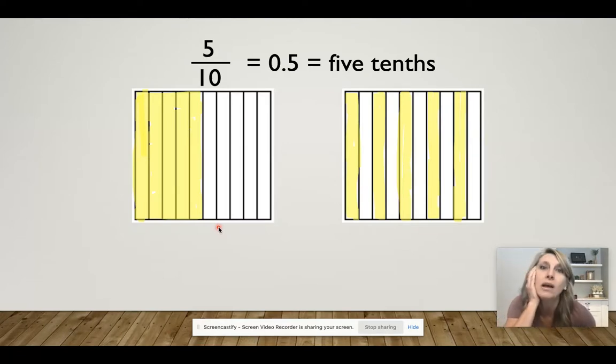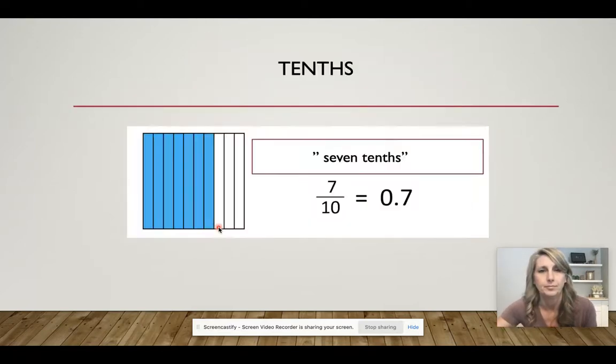All right, let's try another one. Let's do 7/10. Again, you could have done it like this, just like in that example I showed you, or maybe you split them up and you did a different combination. As long as 7 out of 10 were colored in, then you have it.